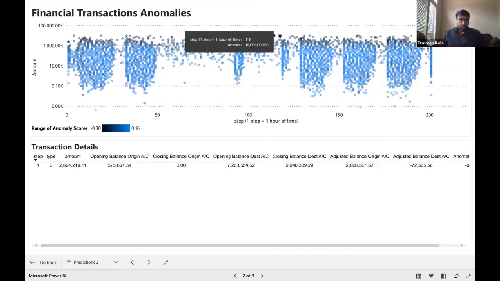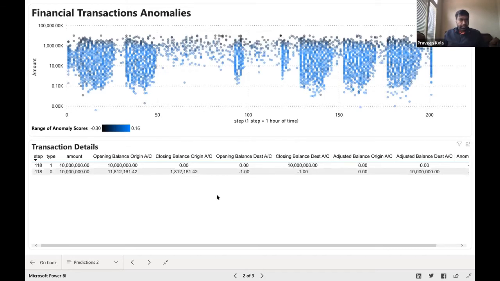Let me pick up one more to see why it is also picked up as an anomaly. In this case, the money was not received. So in the first case, you moved money which you don't have. The second case is you are moving maybe $10 million in this transaction, but the closing balance is still zero, or negative. That means money is lost somewhere. It just got lost in translation, just disappeared.